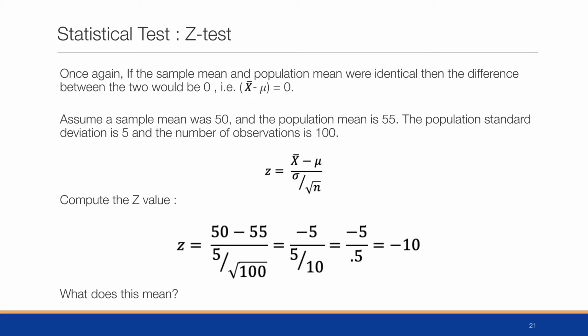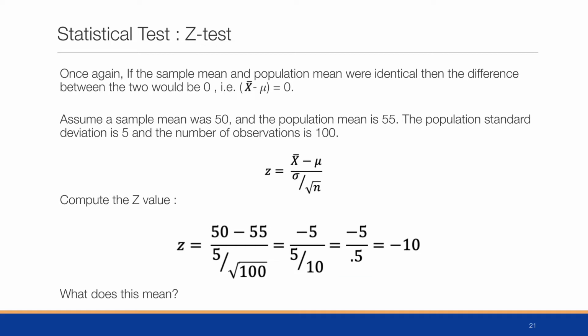Let's assume that we have a sample mean of 50 and a population mean of 55. The population standard deviation is 7.2, and the number of observations is 100. Using that information, we can now compute a z-value. So we have 50 minus 55 divided by 5 over the square root of 100. When we put that all together, we end up with negative 5 over 0.5, which gives us negative 10.